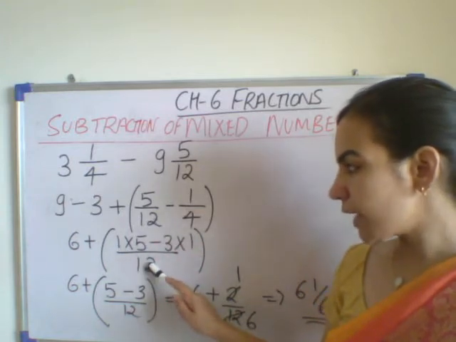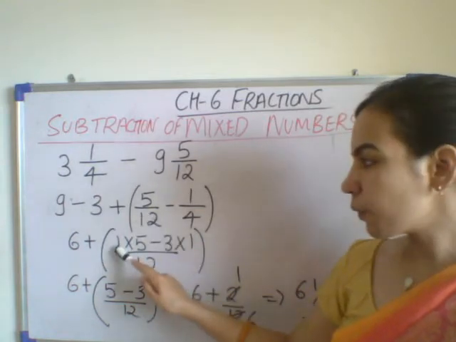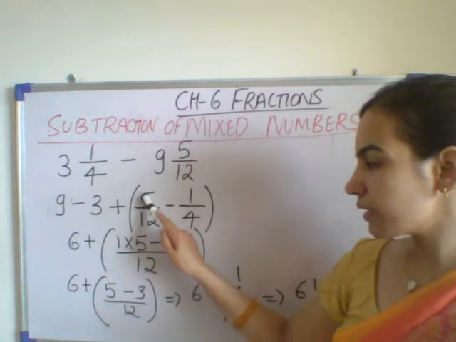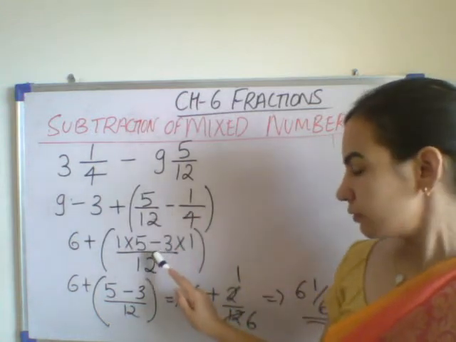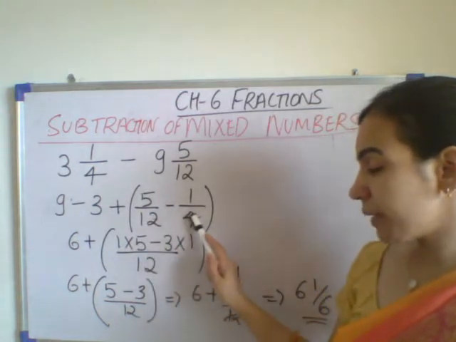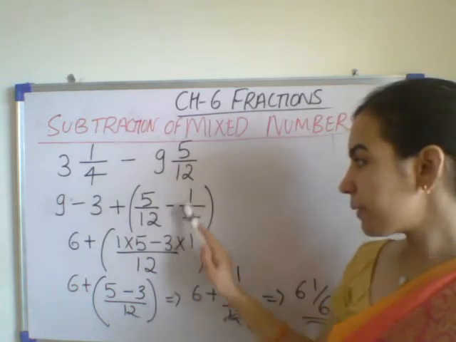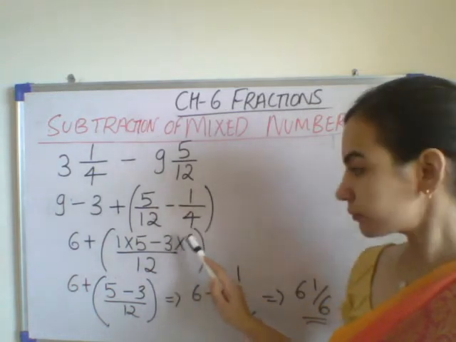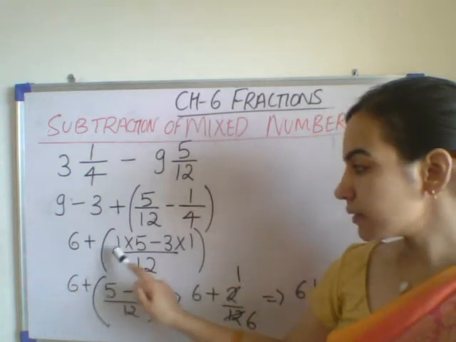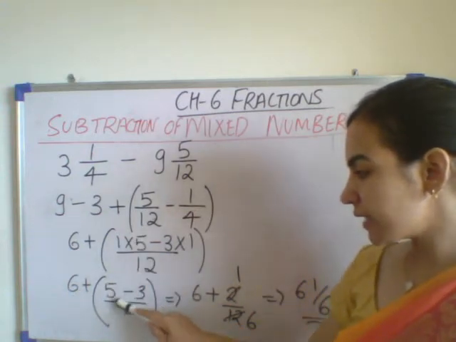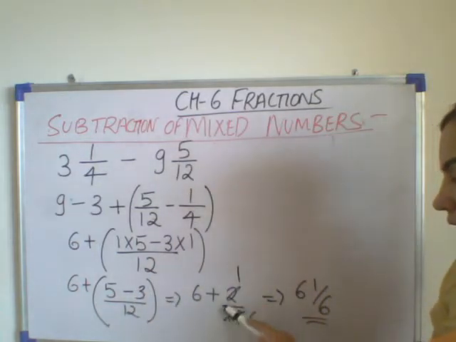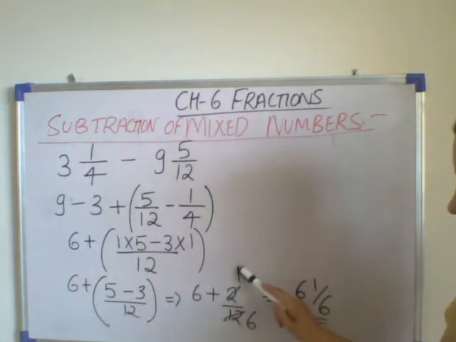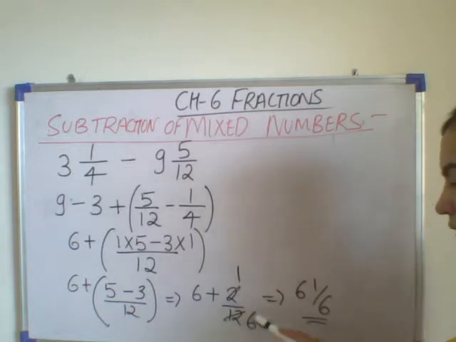So if you divide 12 by 12, you will get 1, multiplied by the numerator, that is 5. Again you will be putting the sign of minus. Then 12 divided by 4 is 3, multiplied by this numerator 1. 6 plus 5 minus 3 upon 12. 5 minus 3 is 2 upon 12. It gets cancelled. 2 ones are 2, 2 sixes are 12. So the answer is 6, 1 upon 6.